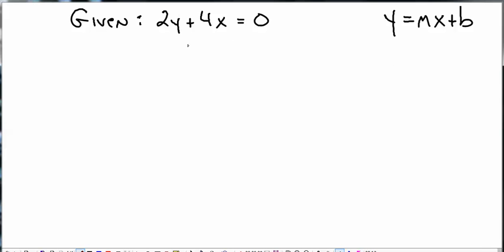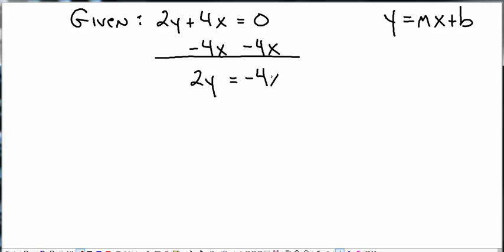So the first thing you'll do is subtract 4x. So 2y is going to equal negative 4x. And you don't have to write plus or minus 0. The 0 can just disappear. If you divide by 2 next, then y is going to equal negative 2x. Okay? So what's your slope? Negative 2. What's your y-intercept? 0. Very good.